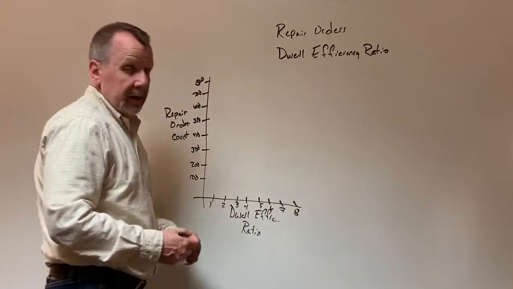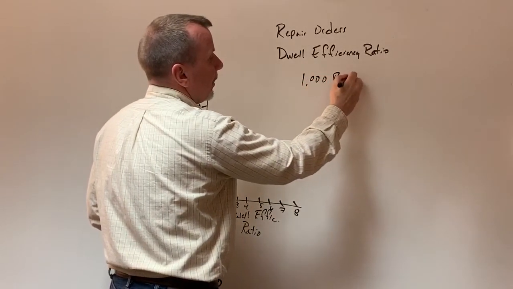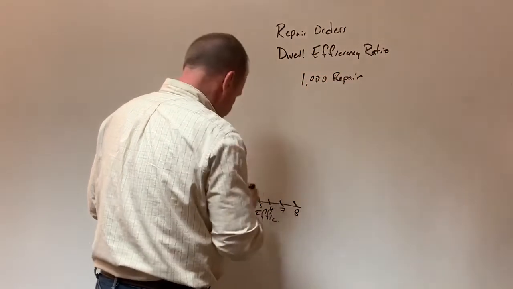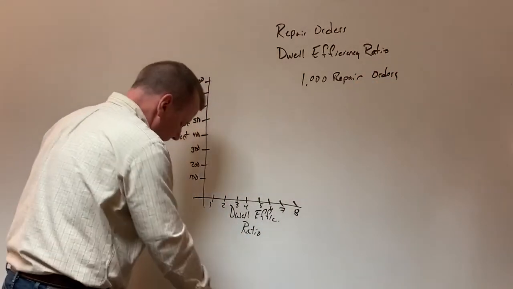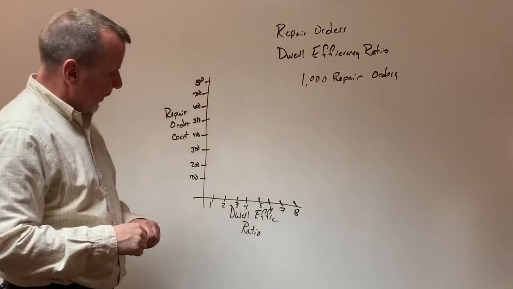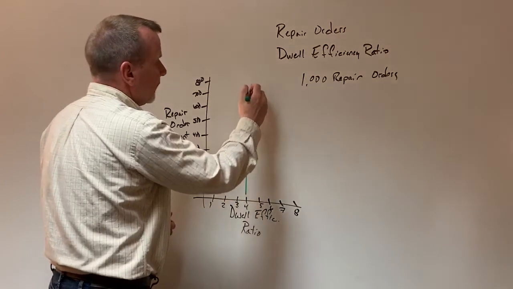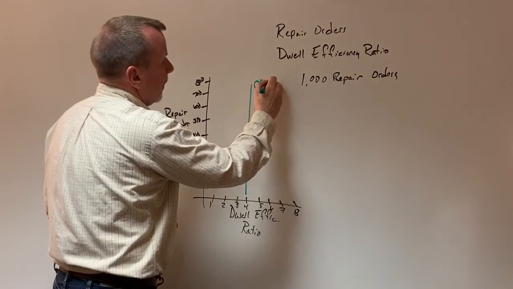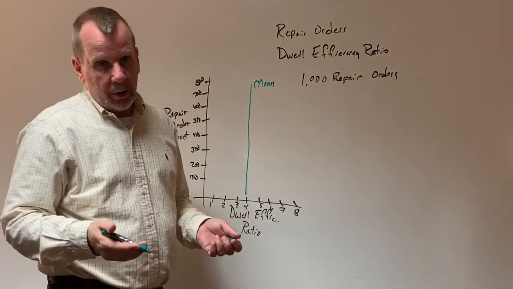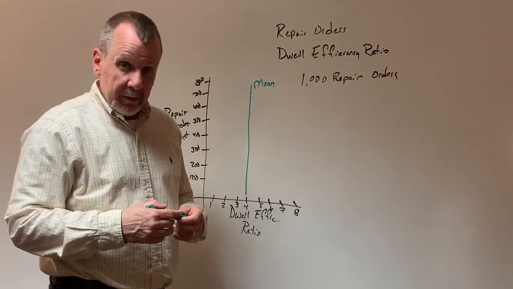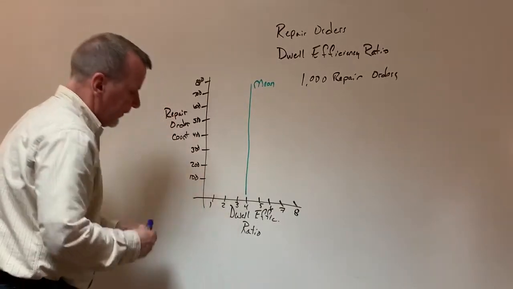And so we're going to make an assumption that we sample 1,000 repair orders. It's a random sample of 1,000 repair orders. And we're going to get a mean for this dwell efficiency ratio. And again, we're just going to make the assumption that our mean is 4. So in other words, we have 4 hours for every 1 hour of sold time, 4 dwell hours for every 1 hour of sold time. And our graph ends up looking something like this.